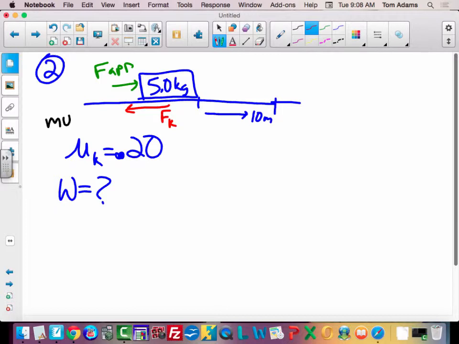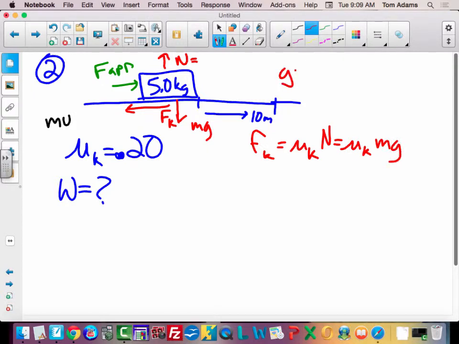So first of all, I drew my picture. Now the next thing I want to do is start to write down some of these things. We know that F sub k is equal to mu sub k times the normal force, which is equal and opposite to the force due to gravity, which is just m times g. So the kinetic friction force is equal to mu sub k times the mass of the object, which was given to us, times g. And if you remember, g is 9.8 meters per second squared. That's the acceleration due to gravity.